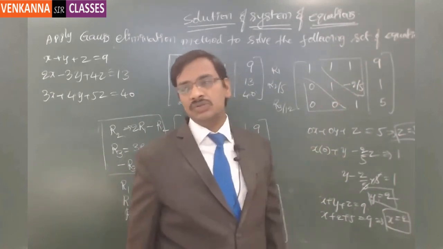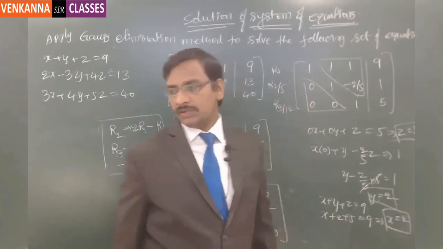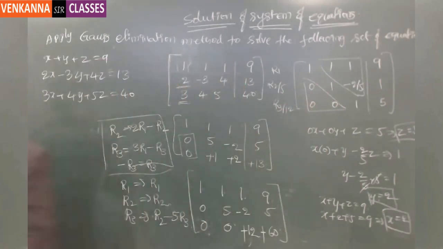That is the Gauss-Jordan method. So this is a little improvement on the Gauss elimination method. That's all. Got it? Okay, you can note down this.